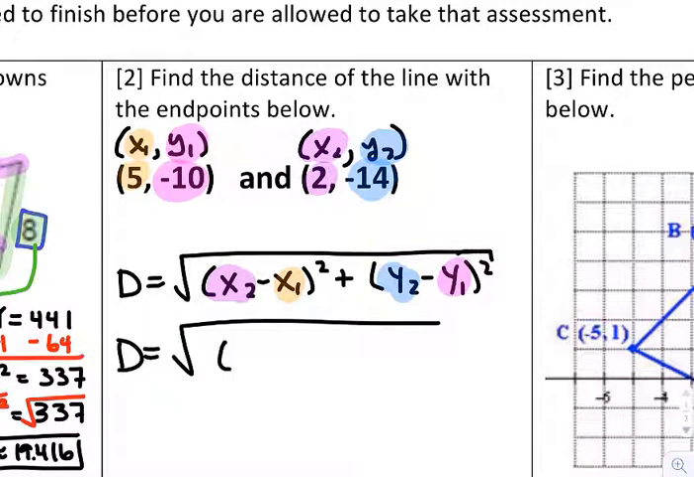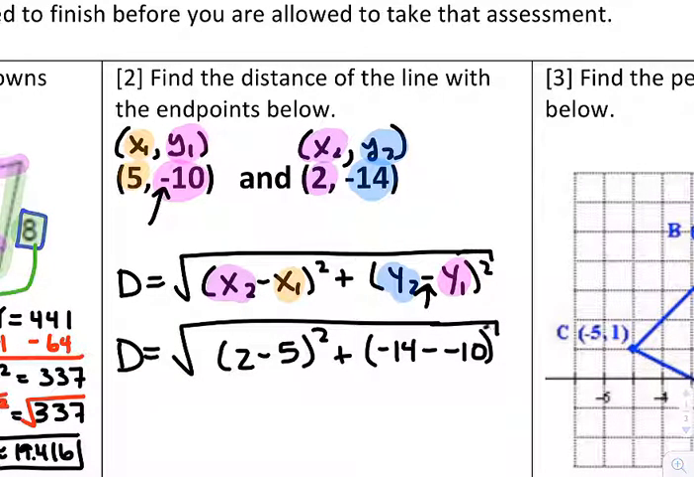And so we'll take our x2 value, subtract our x1 value. So it's 2. Subtract the x1 value, which is 5, square it. Y2 minus y1, so y2 would be negative 14. Subtract y1. Now be careful here because we have a negative in the problem itself. We have this negative plus we have the negative in the number, and so there should be two negatives here, so subtract a negative 10. Okay, now please don't forget to square that either.